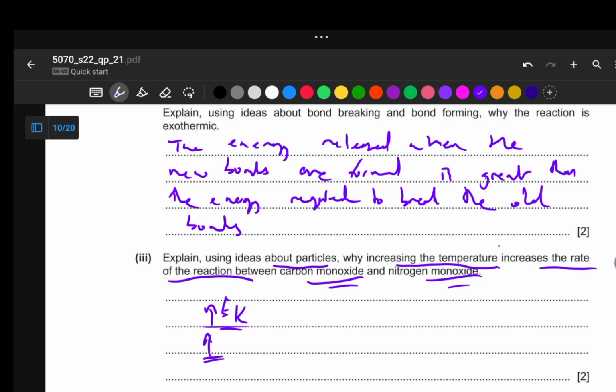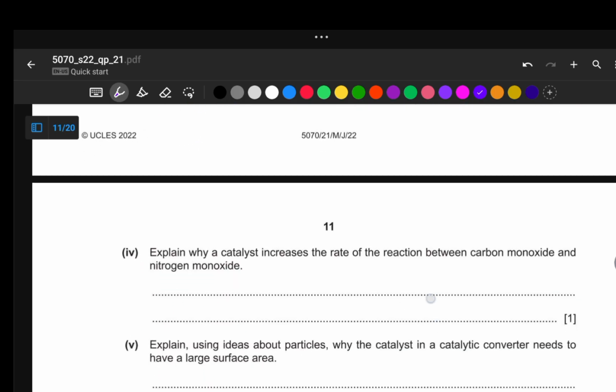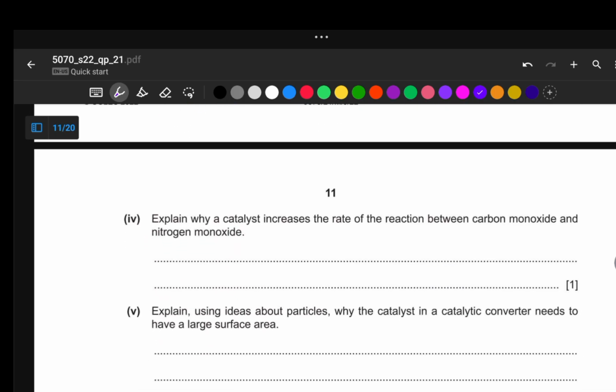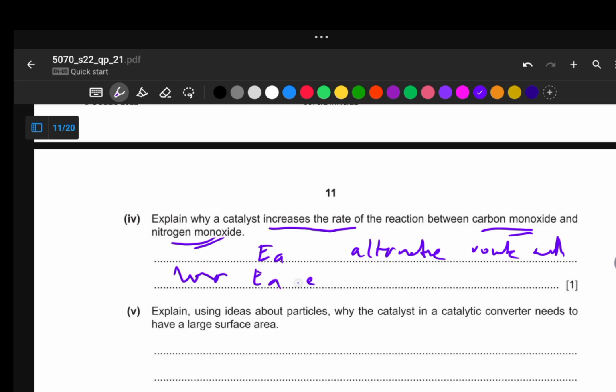And then we now proceed to the next question. The next question says explain why a catalyst increases the rate of reaction between carbon monoxide and nitrogen monoxide. So a catalyst provides an alternative route with lower activation energy. Activation energy is defined as the minimum amount of energy required to start a chemical reaction. So a catalyst is going to provide an alternative route with lower activation energy. So the reaction is going to occur at a lower energy cost.